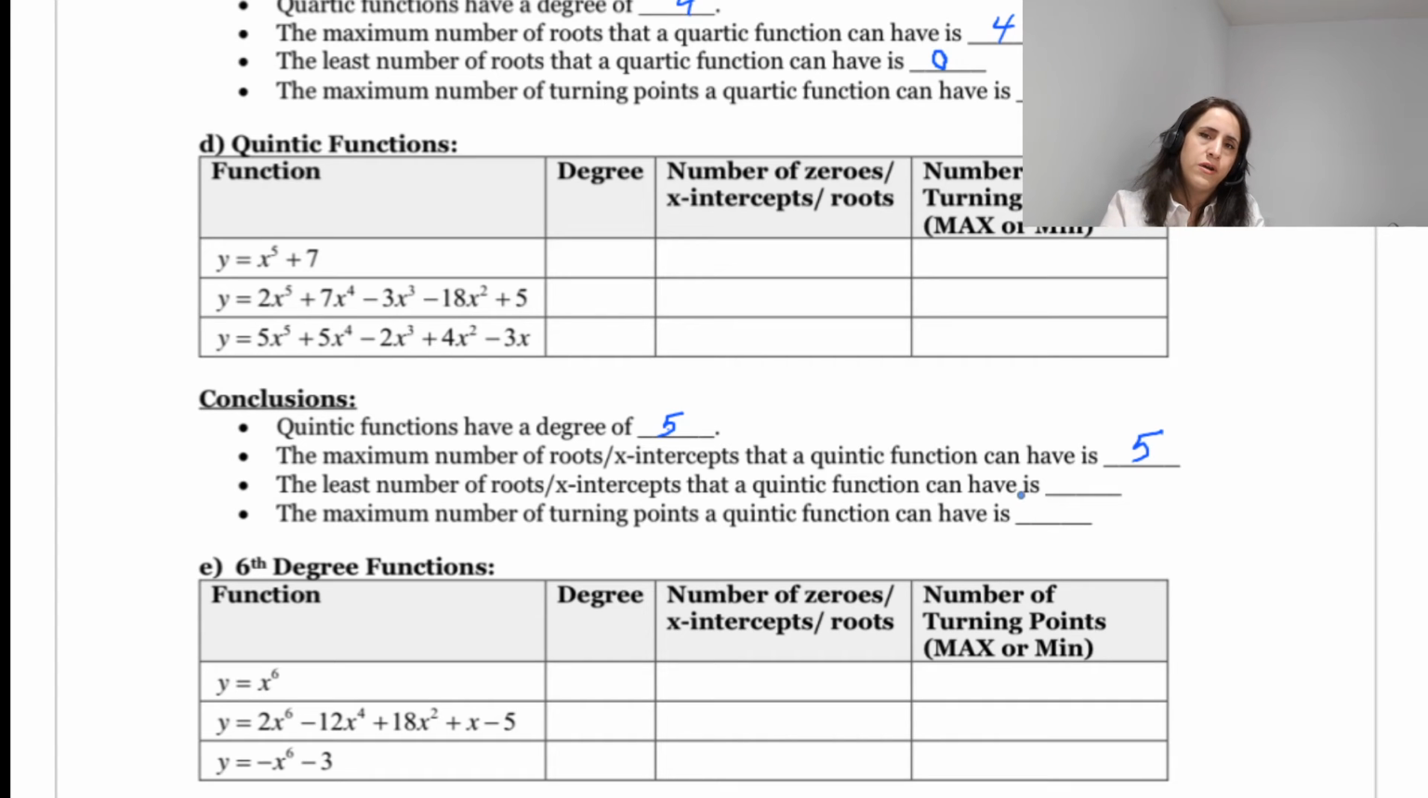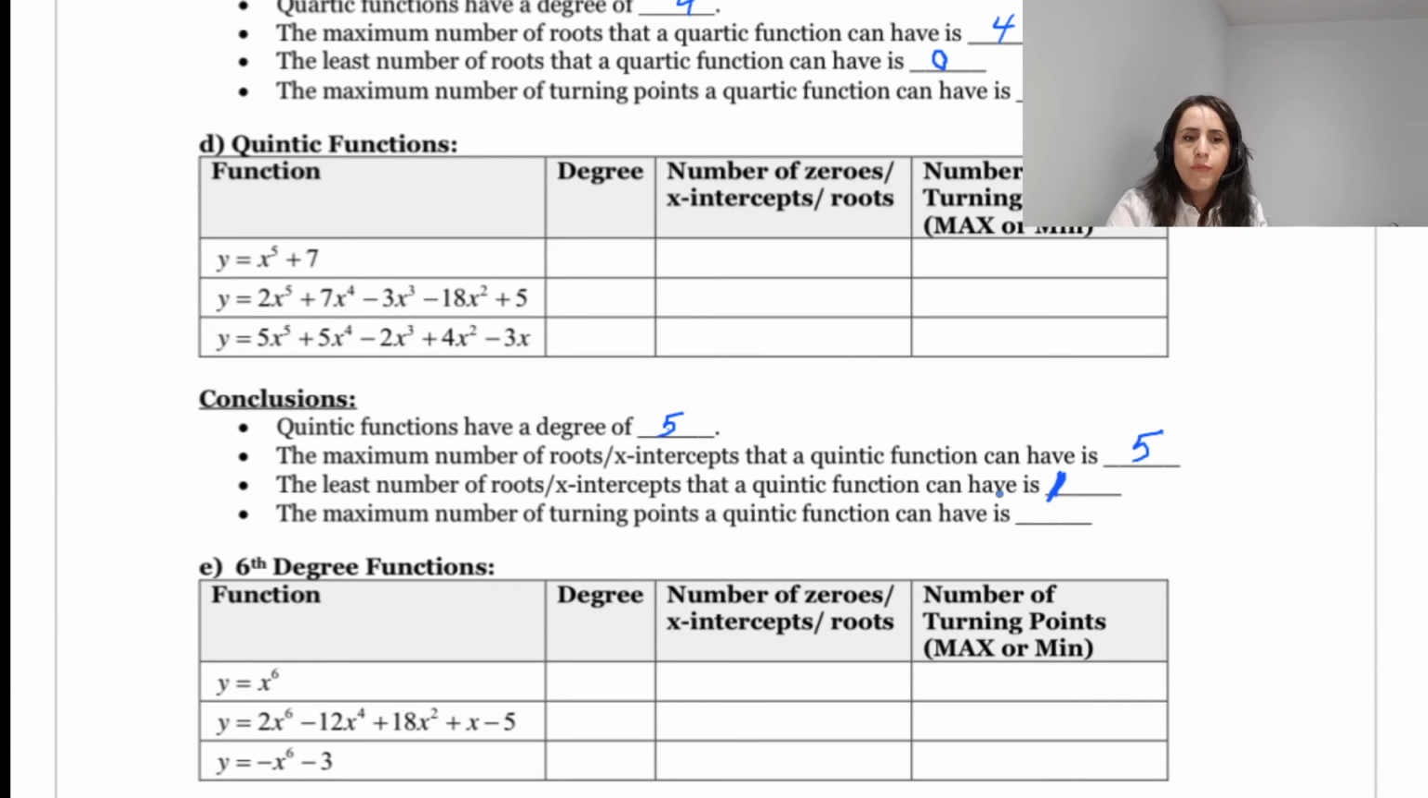But what do you think about the least number of roots? Think about it. It's an odd degree. If it's an odd degree, it starts from the top and finishes at the bottom, or the opposite direction, starting from down and finishing at the top. As long as they have different directions, they need to pass the x-axis. They cannot just avoid the x-axis. At least they need to pass the x-axis one time. Then it's 1.